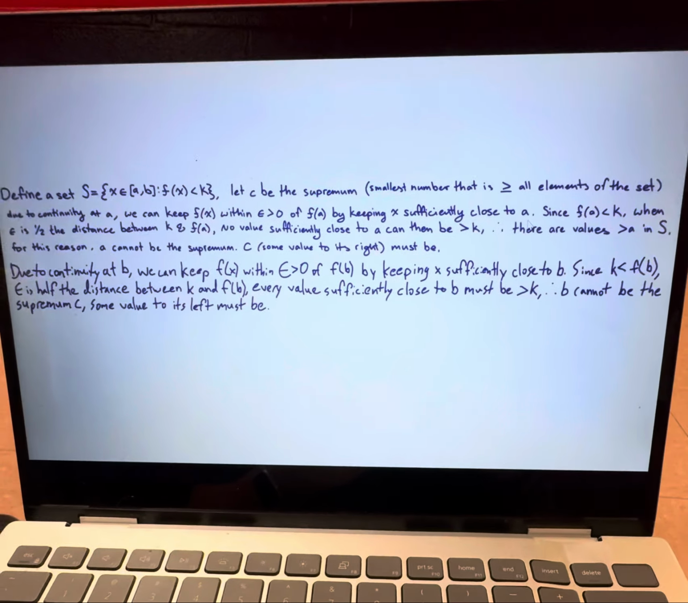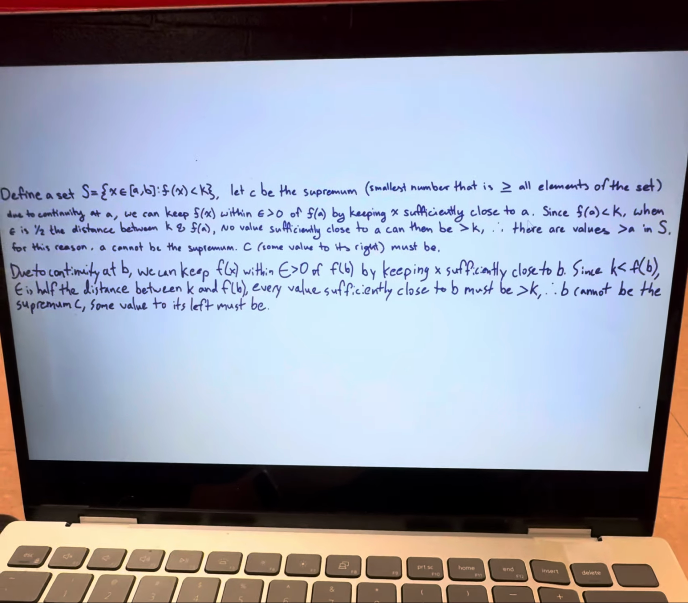Since c is not equal to a and c is not equal to b, but c is an element of the interval a to b inclusive, it must be the case that c is in a comma b. So we're going to show that f of c equals k. Let us begin. Since f of x is assumed to be continuous on the interval a to b, and c is an element of a to b, we know that the limit as x approaches c of f of x is equal to f of c.